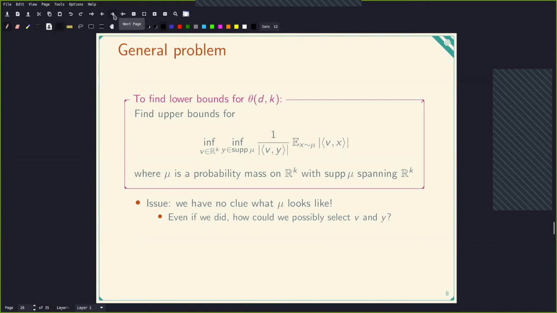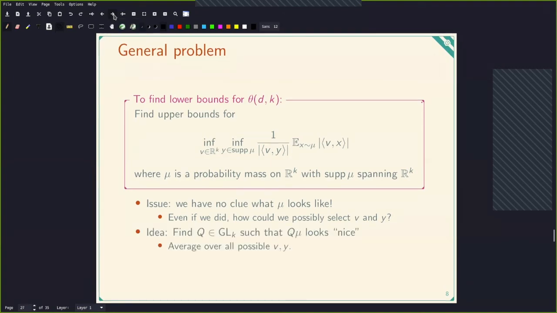So, well, we can still learn a couple things about the two-dimensional case. Namely, we can say a little bit about mu because this problem is invariant under general linear transformations. We can push mu by an element of GL_k. So why don't we find some general linear transformation so that the push forward of mu looks nice in some sense? And then, well, I don't know how to actually pick v and y smartly, so let's just average. At that point, just average over all v and y because I'm dumb.